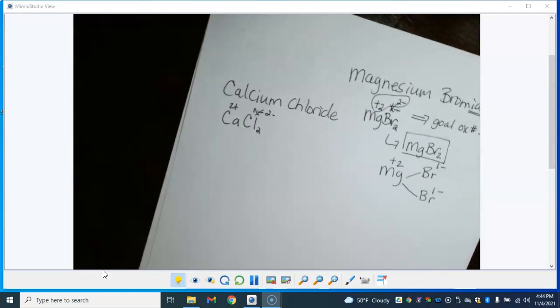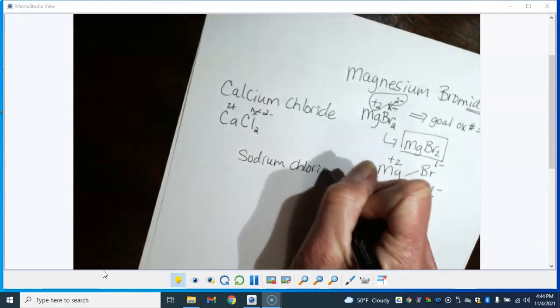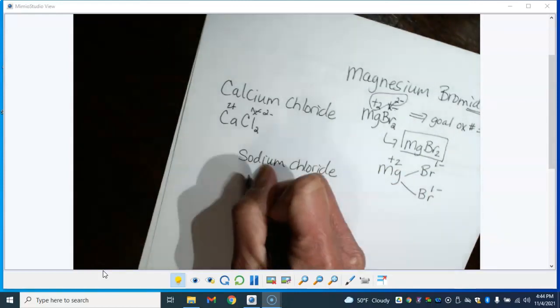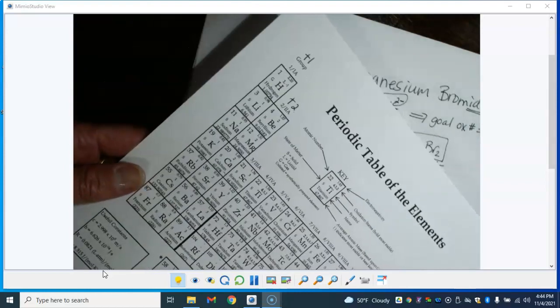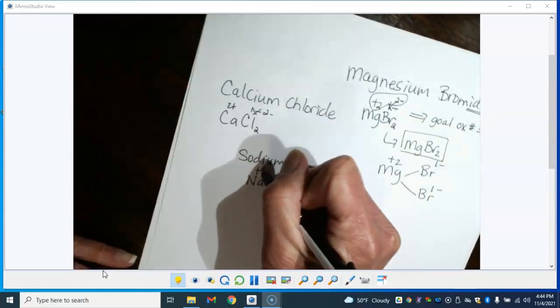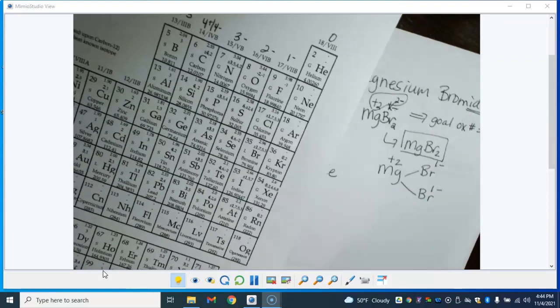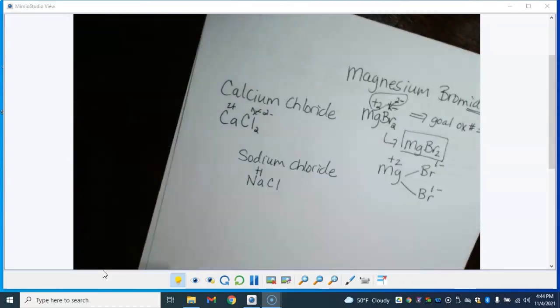Let's look at how we get the sodium chloride formula. Sodium is Na, chlorine is Cl. We're going to go to our periodic table of elements, and I'm going to find sodium, which is in group 1 and has an oxidation number of +1. So I'm going to put +1 above sodium, and again go to the periodic table. I find chlorine, I look above it, the oxidation number is -1, so I'm going to put my -1 right above chlorine. The two oxidation numbers equal 0, so my final formula is NaCl. Again, these are all ionic compounds.